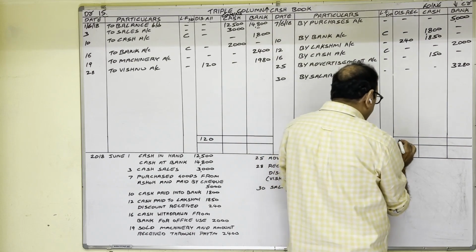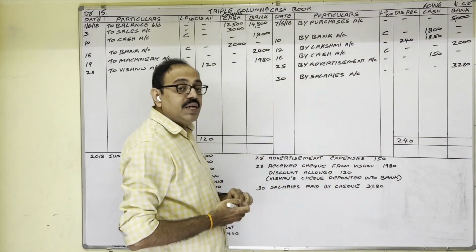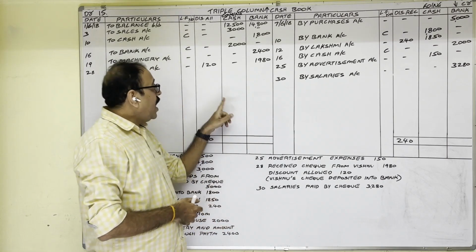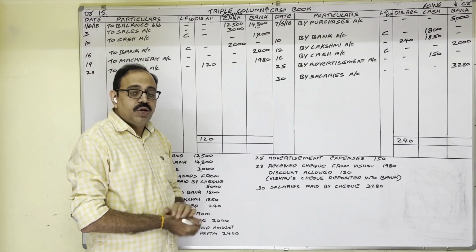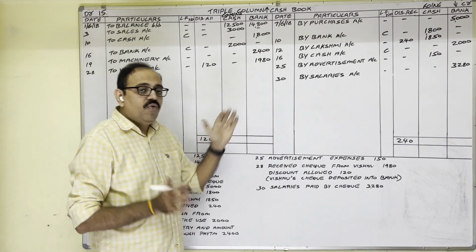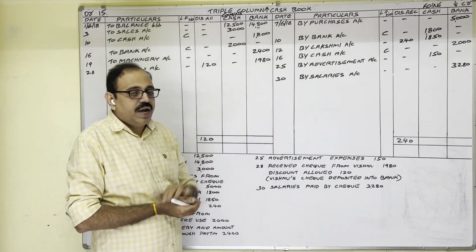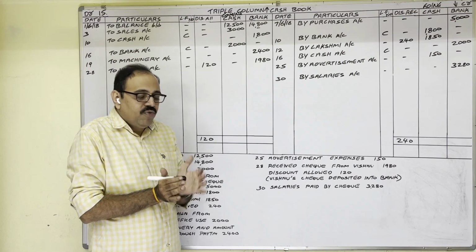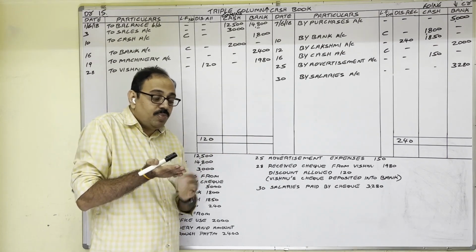Discount received column total is 240 rupees. Now come to the cash and bank columns. For the cash column, the debit total should be more than the credit total. Then only our problem is correct. Because on the debit side, whatever cash is coming to us, we are writing. On the credit side, from this cash, whatever we are paying, we are writing. So receipts should be more than the payments.